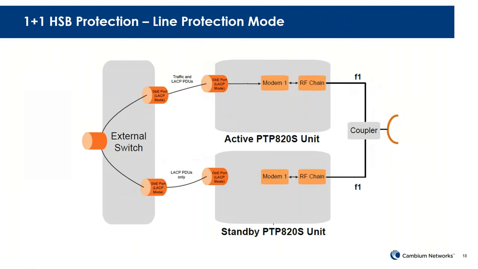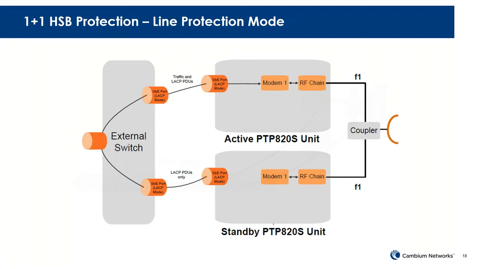And also we support line protection mode. With line protection mode, we support both copper and fiber. So you can use the PoE port and use a copper Ethernet cable. The way it works is that we rely on an external switch to help with routing the traffic properly to the active unit. So you need to configure LACP on the external switch.